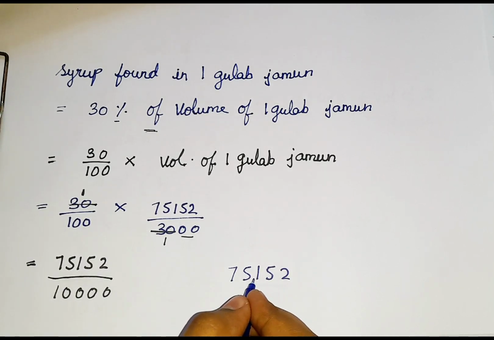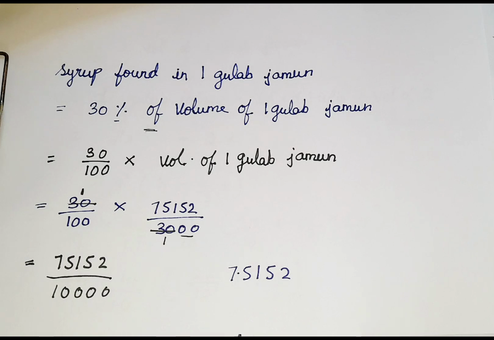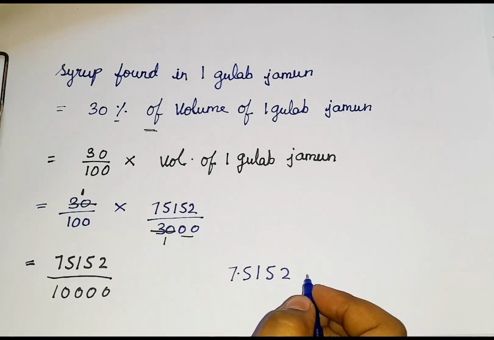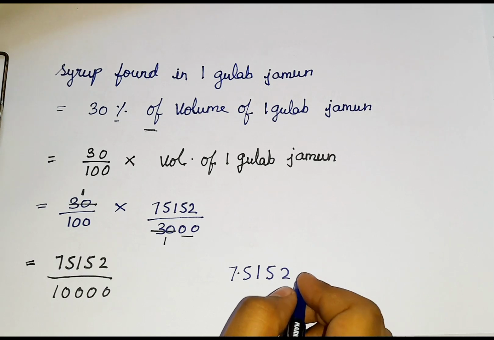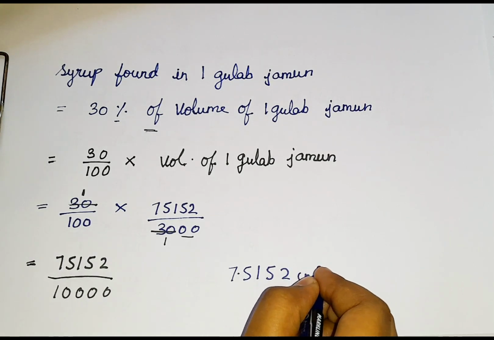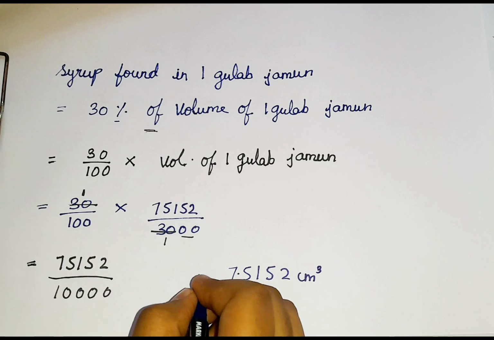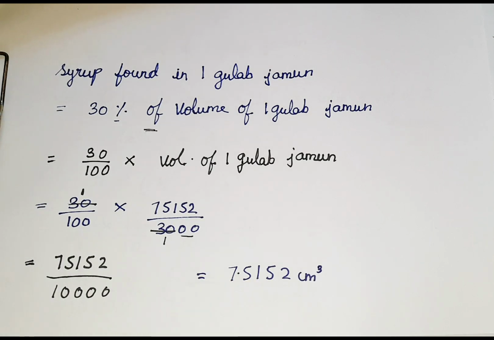So 1, 2, 3, 4 and point. Okay, so I am supposed to write it like this. So here also we found the volume of one gulab jamun. So since it is volume, it is centimeter cube. Okay, so now we got this answer. So finally we know how much syrup is there in 1 gulab jamun.